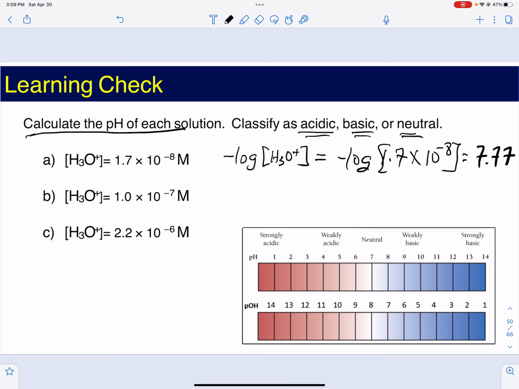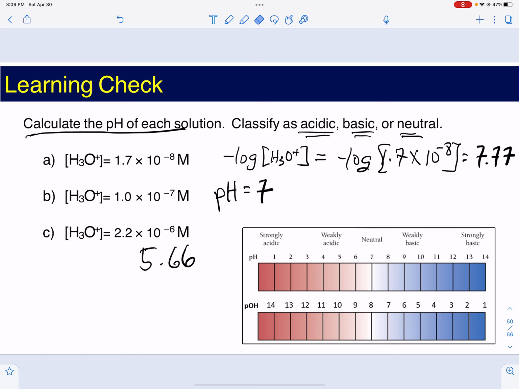So for any of these problems, since we are given the hydronium, all we're going to do is minus log of that number. So pH for the second one is going to be 7. pH for the last one is going to be 5.66. So all you have to do is minus log of the hydronium to get the pH. So the first one, 7.77.